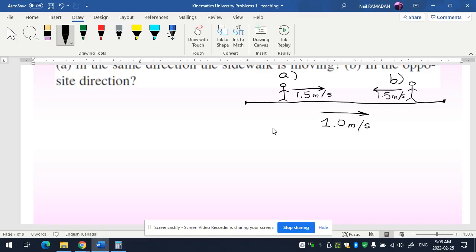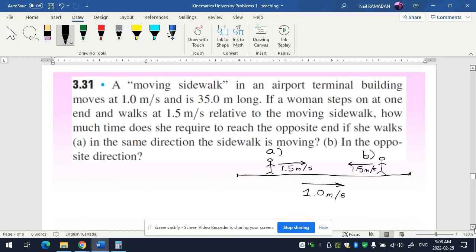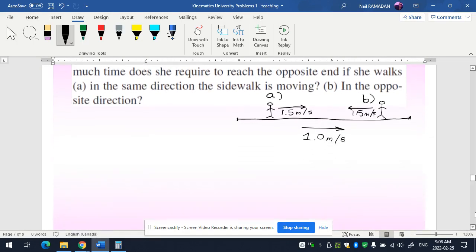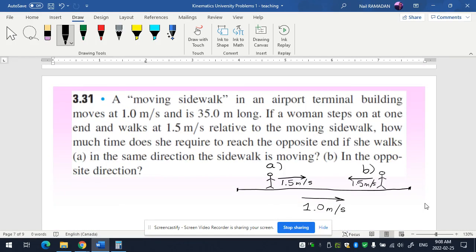Okay, great. So we are going to need some subscripts here. What do you think the subscript should be? What's the subscript for the ground? G, capital G. What's the subscript for the woman? Capital W. How about the sidewalk? Let's call it S. Okay, great. So everyone, maybe on top, go ahead and write W equals woman, G equals ground, and S equals sidewalk.